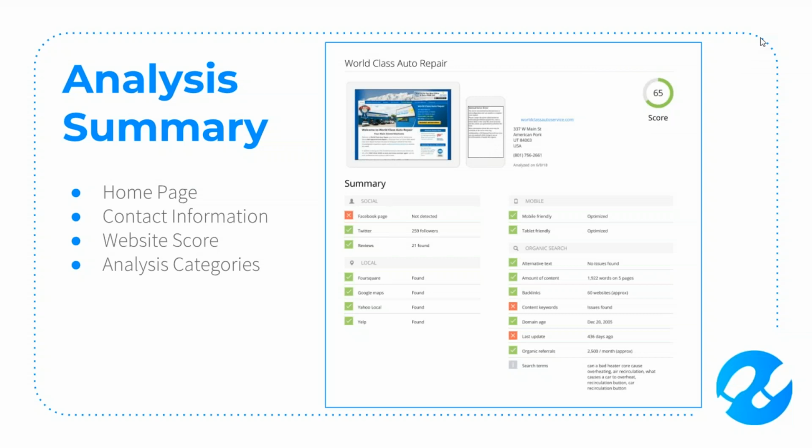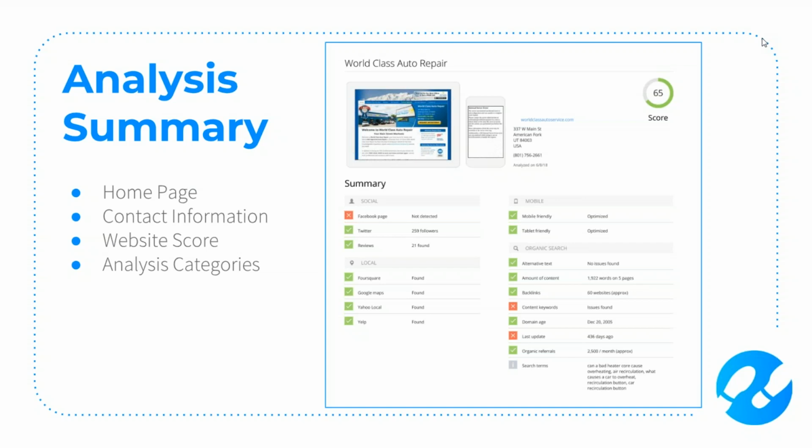When you get to the analysis summary, which is the second section, and really the very first section that includes any sort of details, you're going to see once again that screenshot of their home screen up top. You're later going to see their contact information, business address, phone number, anything that the tool was able to pull off of their website.